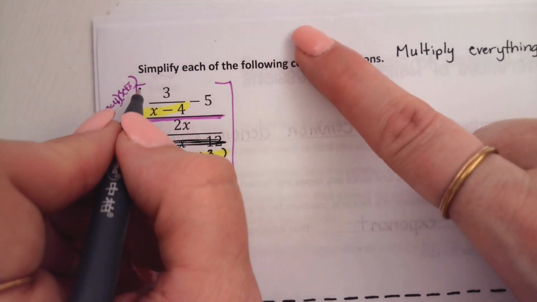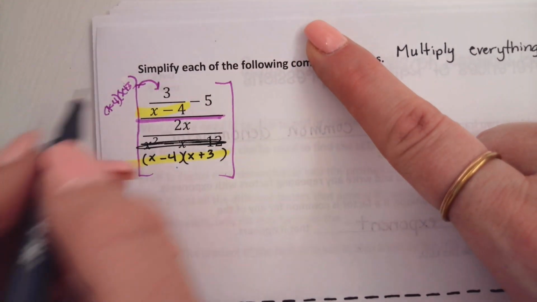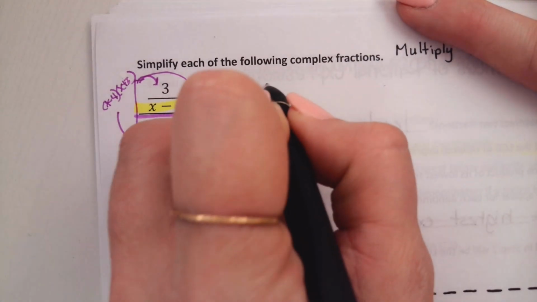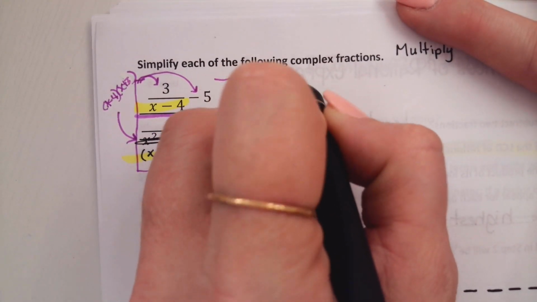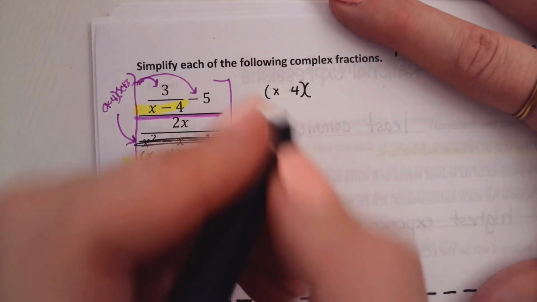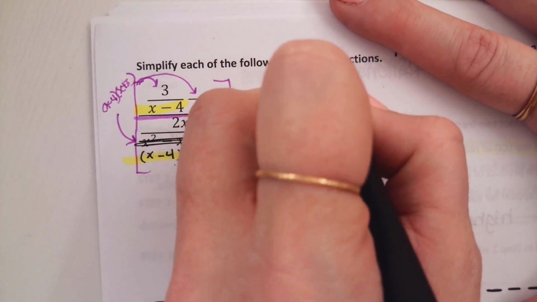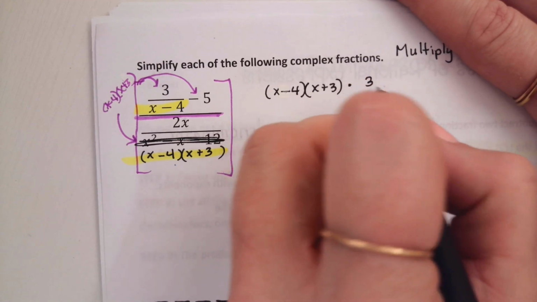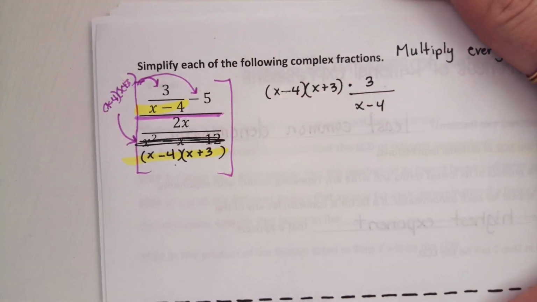So I need to take this LCD and multiply it to this fraction, to this number, and to this fraction. So I'm going to literally write out all of those multiplies. I'm going to take my LCD, which again is x minus 4, x plus 3, and multiply it to this first fraction, times 3 over x minus 4.